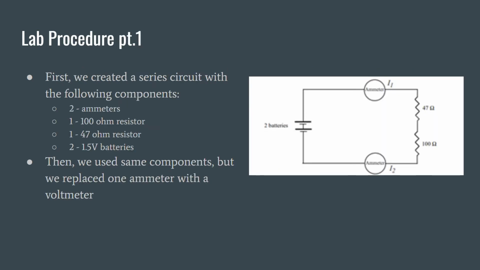So for the procedure for this lab, for part 1, we created a series circuit with 2 ammeters, 1 100 ohm resistor, 1 47 ohm resistor, and 2 1.5 volt batteries. Then we use the same components, but we replace the 1 ammeter with a voltmeter, which you'll see later on.